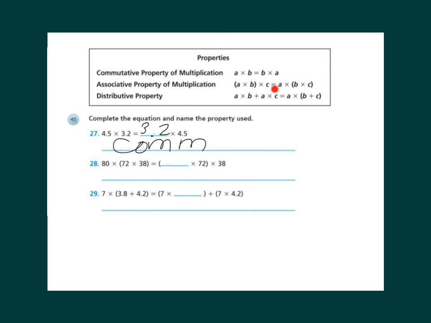If you look here, you have A, B, and C, right? Here's the A, here's the B, here's the C. So as long as you're associating these numbers in a different order, but they're all still there, you're good to go. So here I have 72, here I have 38. So the number I'm missing on this side is 80, which makes this the associative property. And the parentheses are kind of your clue that you're associating the numbers in different groups to get the same answer.